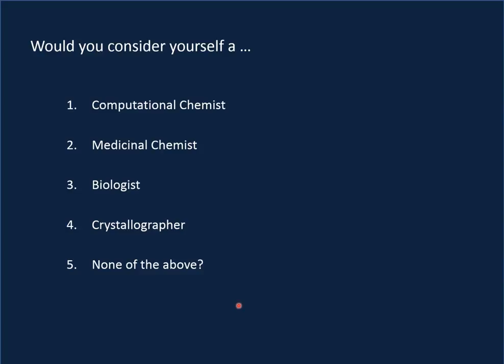Okay, before we go into more detail about what Matthias is going to say, we would like to know from you a little bit about what you do. We have prepared 3 polls during the presentation, and we would like to know in this poll if you consider yourself a computational chemist, a medicinal chemist, a biologist, a crystallographer, or none of the above.